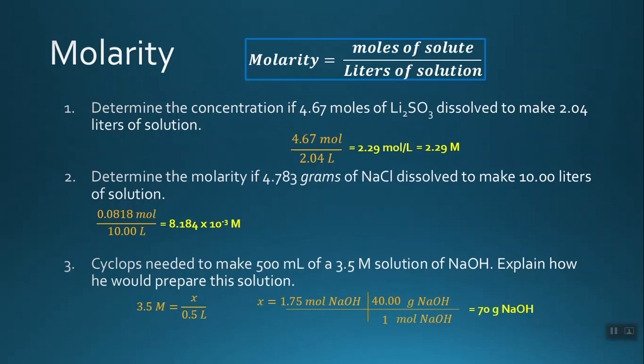So let's answer the question. Explain how Cyclops would prepare the solution. Well, Cyclops would measure out 70 grams of sodium hydroxide and dissolve 70 grams into 500 milliliters of water. And that's how Cyclops can make a 3.5 molar solution of sodium hydroxide.